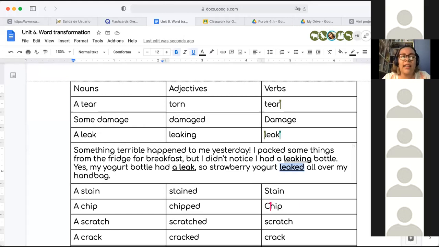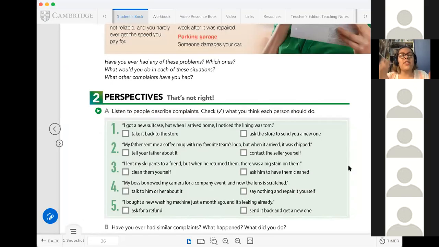Now I'm going to share the book with you. Give me a second. Let me find the section that I want. There we go. So you can see the book now. I am in unit number 6, but I'm going straight to section number 2. Here we have, listen to people describe complaints. Now, complaint is a noun, by the way. Complaint, anybody remembers what a complaint is?